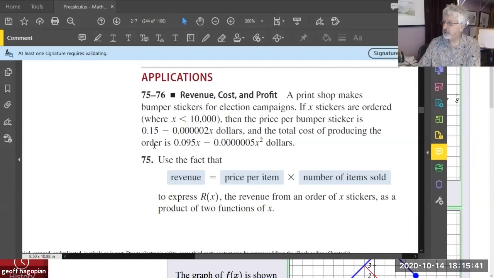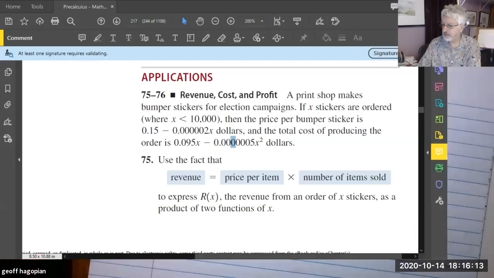The total cost of producing the order is then 0.095x, so 9.5 cents per bumper sticker. Then take away the square of, is that 5? So this is the thousands, 10,000, 100,000. This is 5 ten-millionths of x squared. Oh, well, let's write that on our paper because I'm having a hard time wrapping my head around all this, right? So we're going to say let x equal the number of stickers ordered.